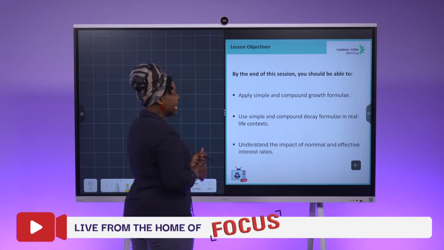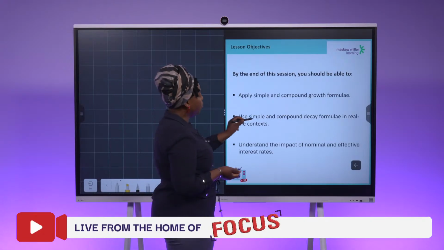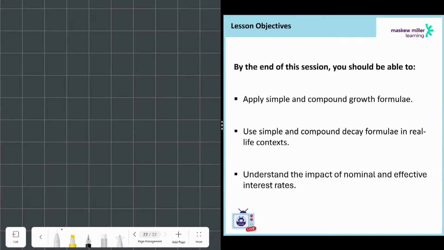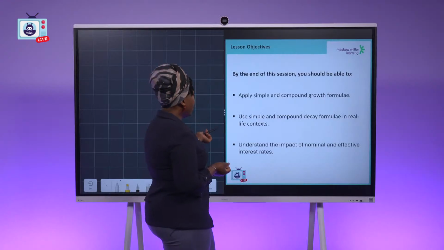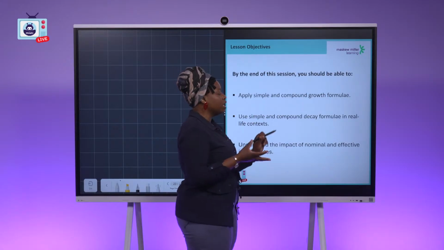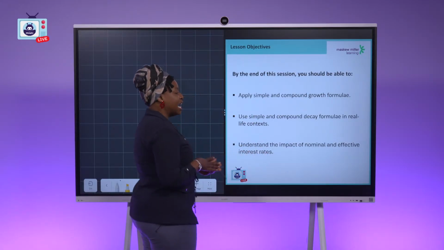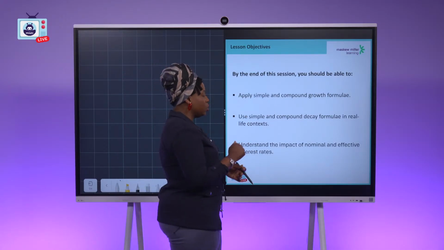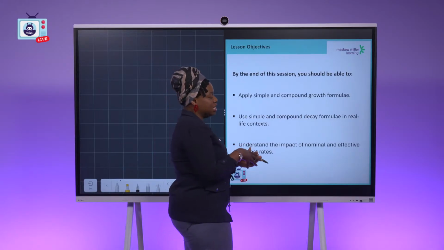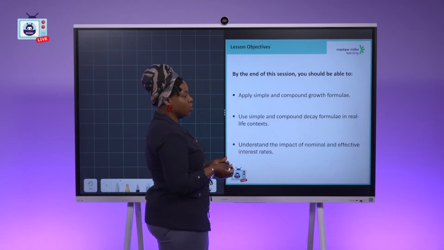So at the end of this lesson, you need to be able to work with simple and compound interest, which we literally call growth, because the interest is something that is increasing all the time, right? It can go up, and that is why we are saying it's simple and compound growth. We also have to know and understand the use of simple and compound decay, because that is when it declines, which means that whatever interest or money that you had will keep on decreasing at this point. And normally that is for when you deal with loans.